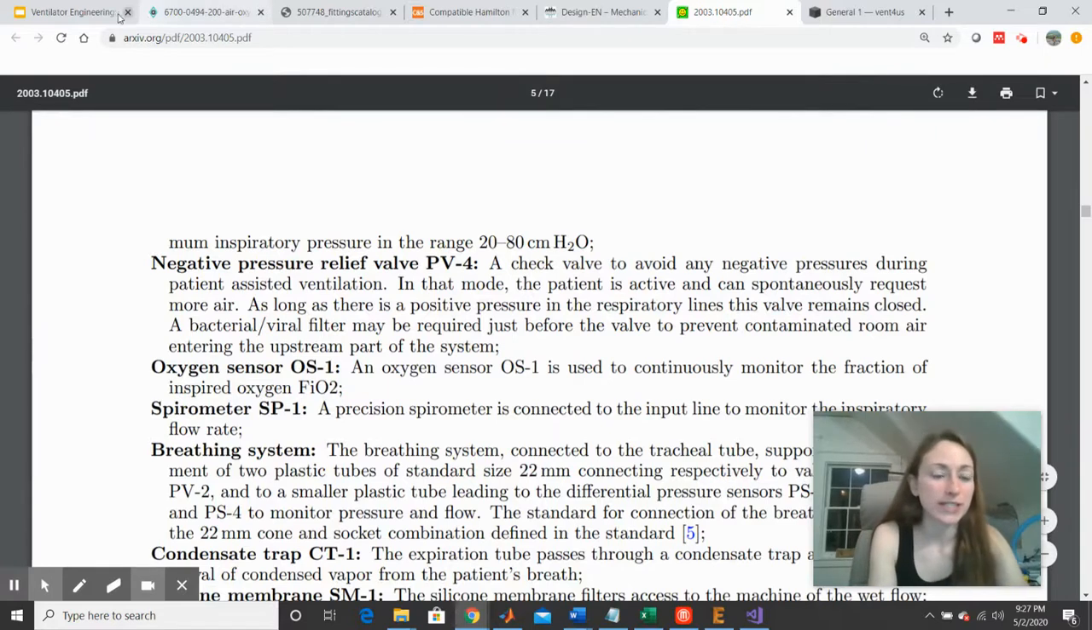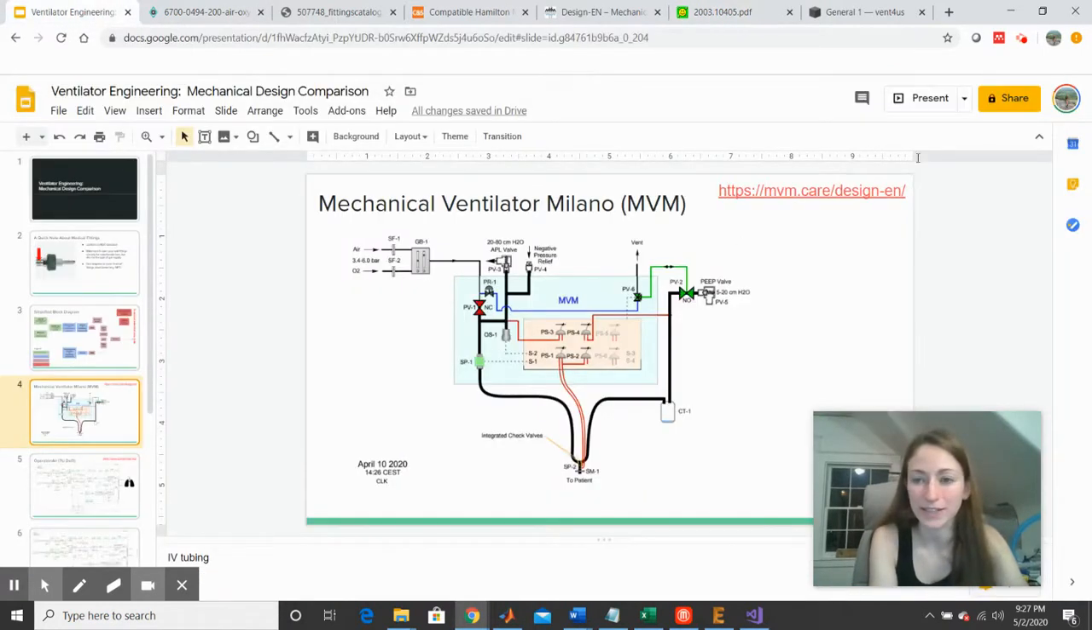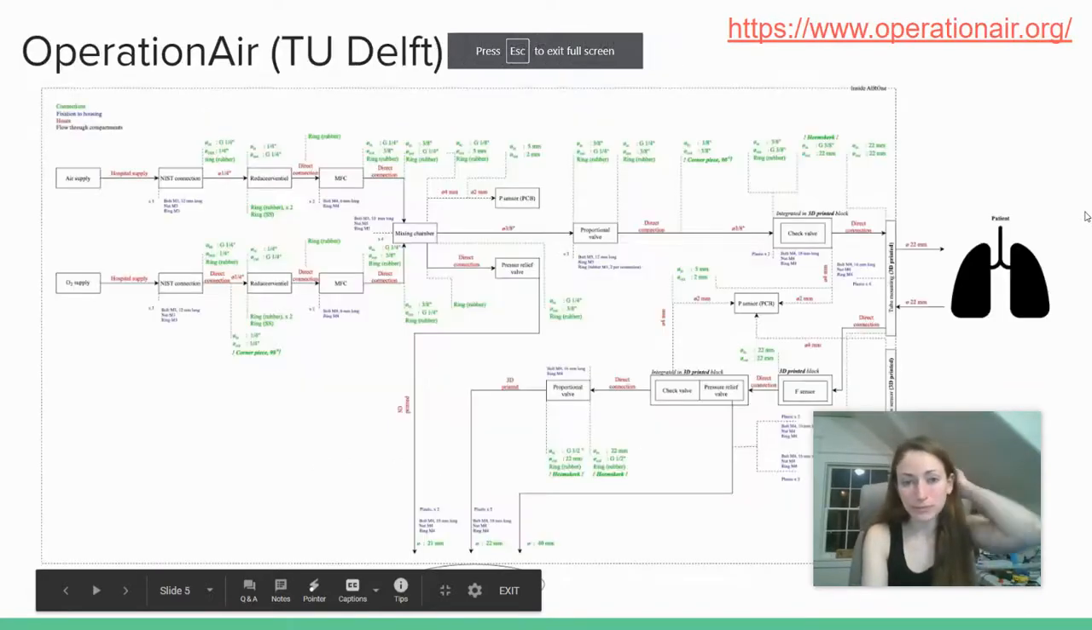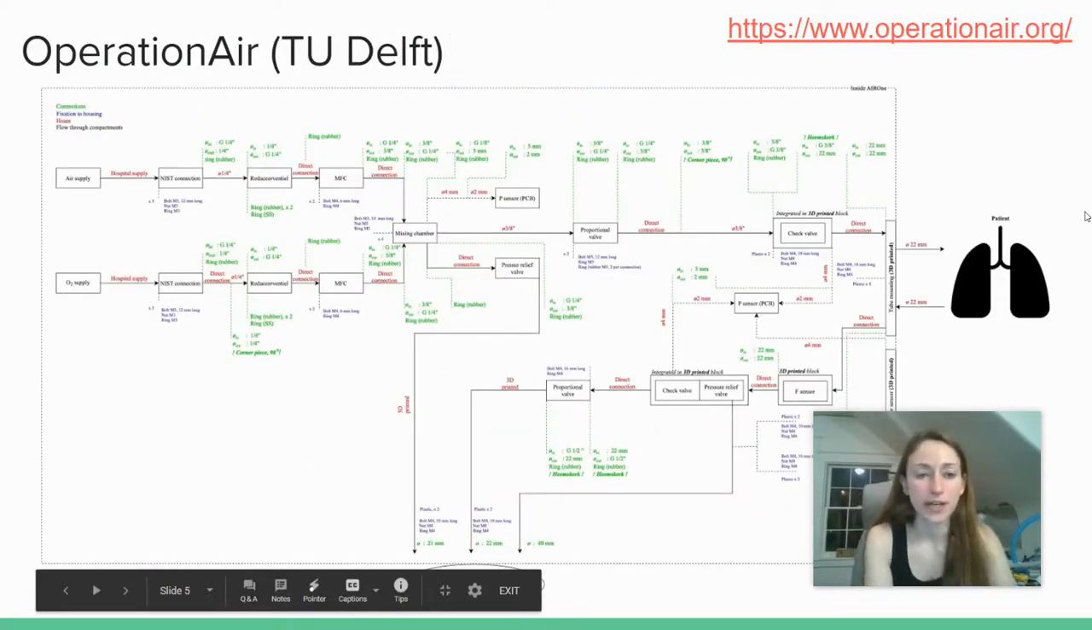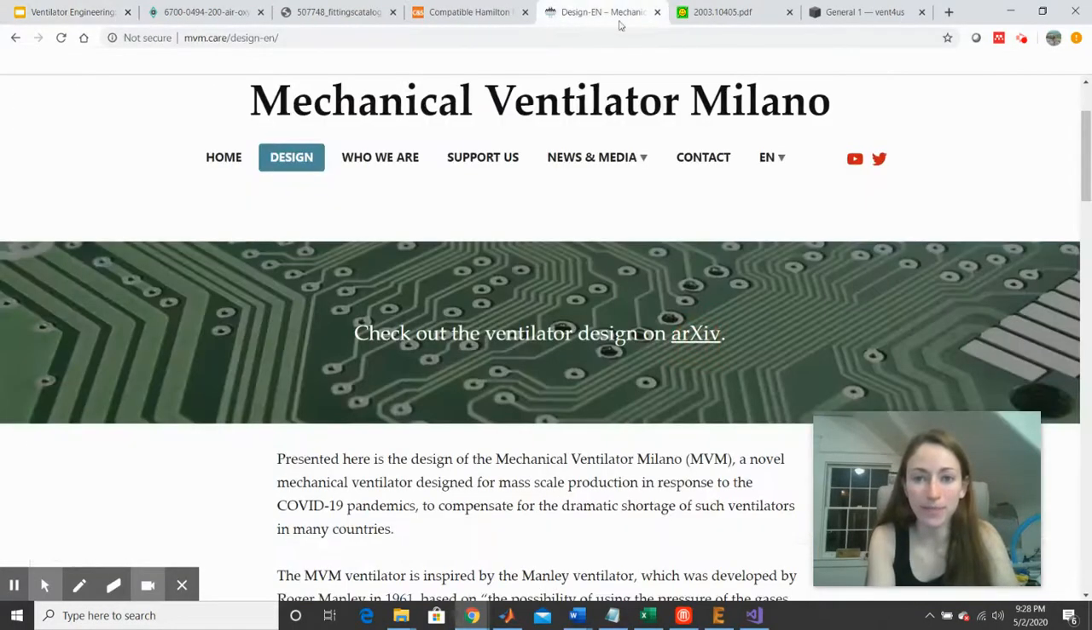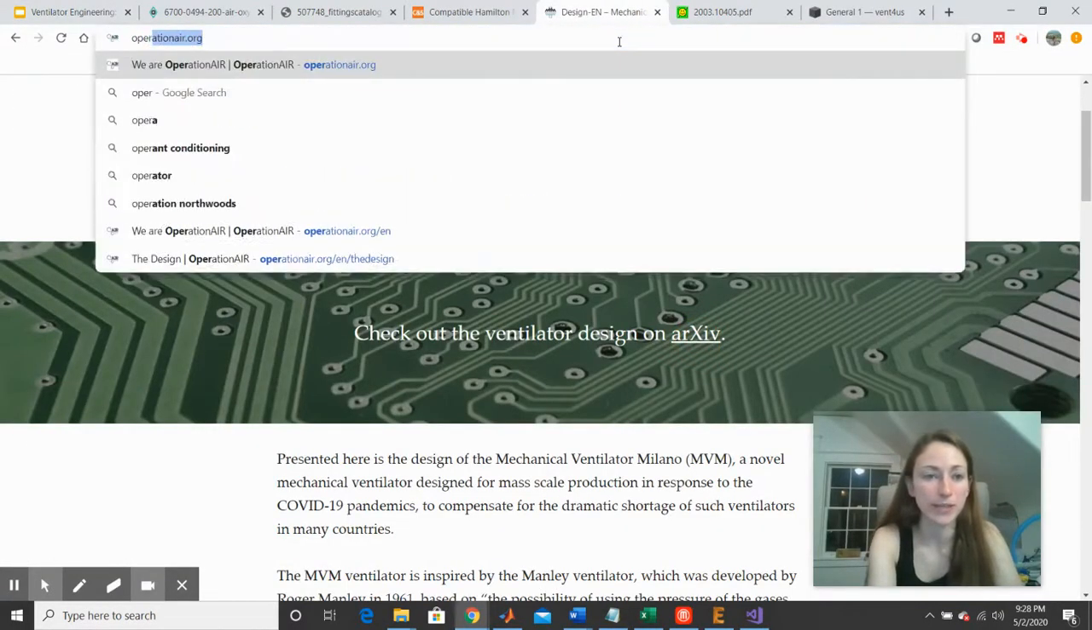Okay, so let's see what the next design is that we want to consider. So we've looked at the MVM design. Now I want to check out the Operation Air design. Okay, so let's go to their website. I've put it in the link below.